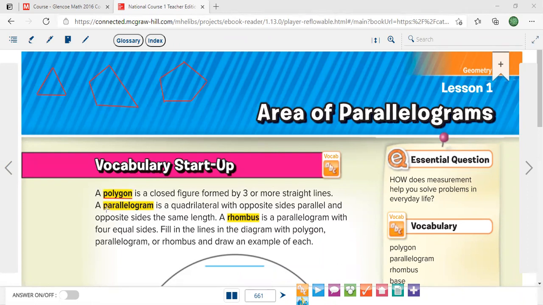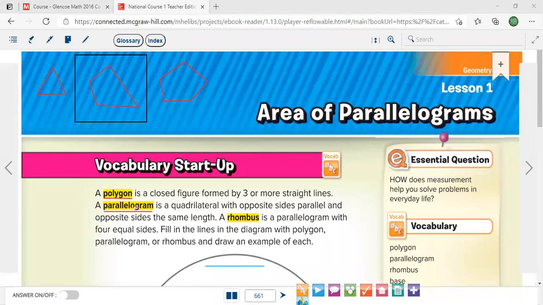A parallelogram. A parallelogram is a quadrilateral. Quadrilateral means it has 4 sides. It's from this type. This is called the quadrilateral. Even the one in black, this frame is also called a quadrilateral because it has 1, 2, 3, 4 sides.